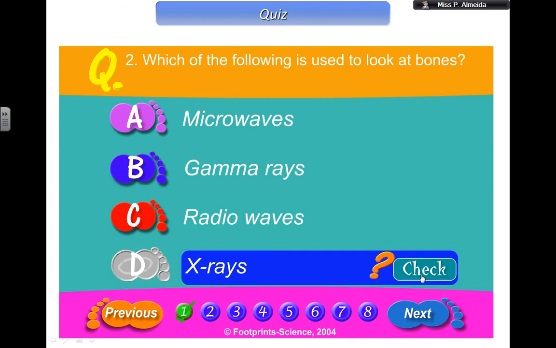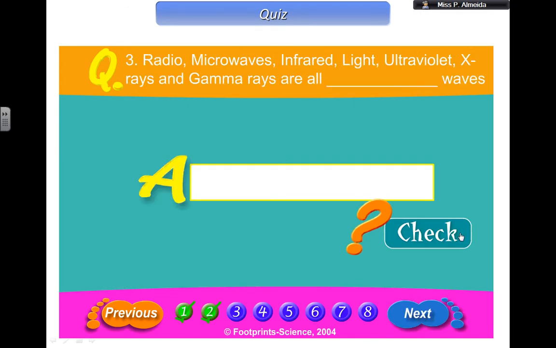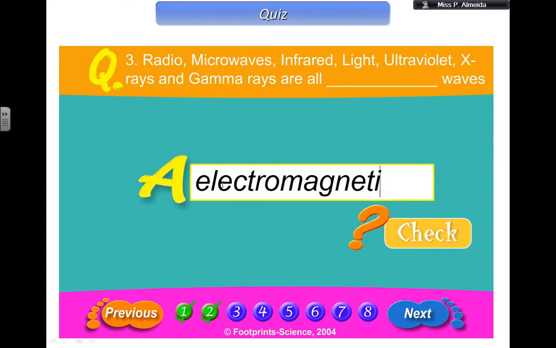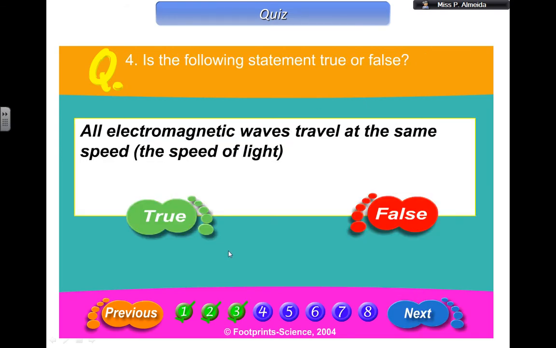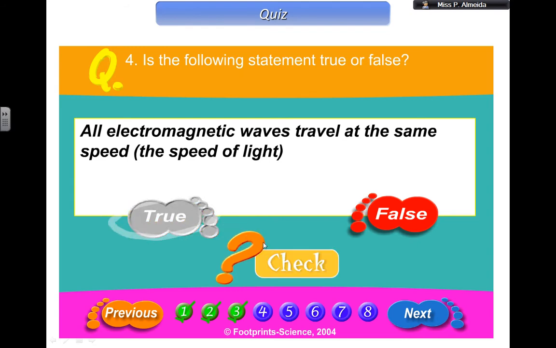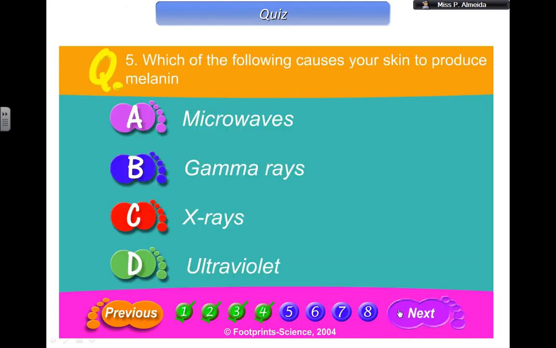So then you have the option of X-rays. Radio, microwaves, infrared, light, ultraviolet, X-rays and gamma waves are all the parts of the electromagnetic waves. Alright. Next one. Is the following statement true or false? All electromagnetic waves travel at the same speed, which is the same as the speed of light. That is true. Next exercise. Which of the following causes your skin to produce melanin? So melanin is when we get a tan.